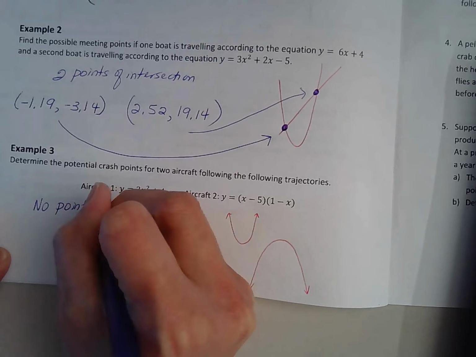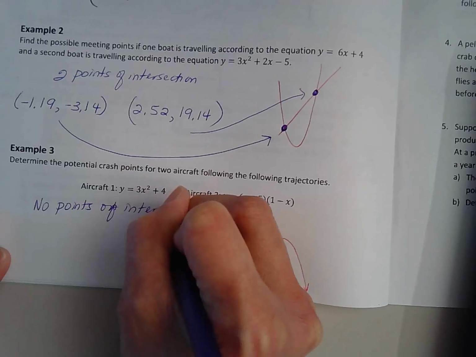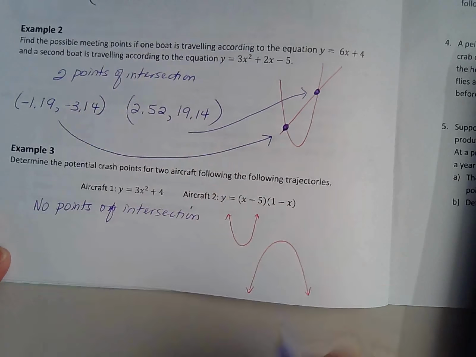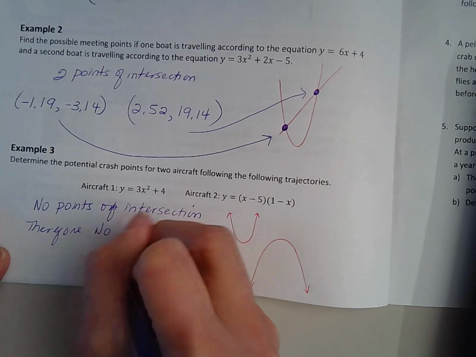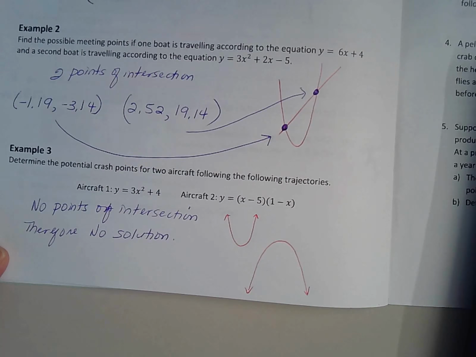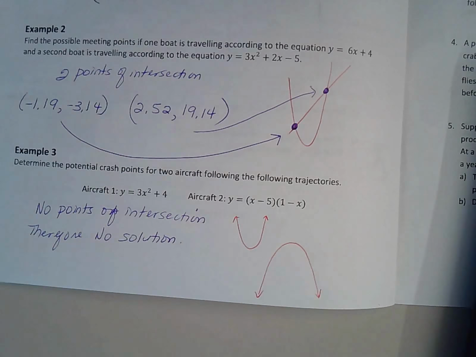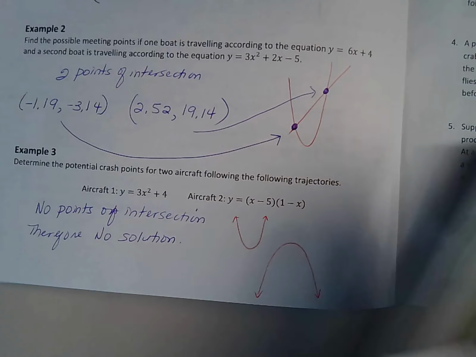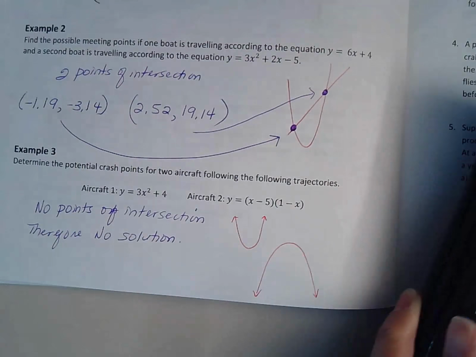So in this case, no points of intersection. So therefore, no solution. Okay. Is that good? No solution. Did you get that same picture? Yes. Okay. So no solution, no intersection.